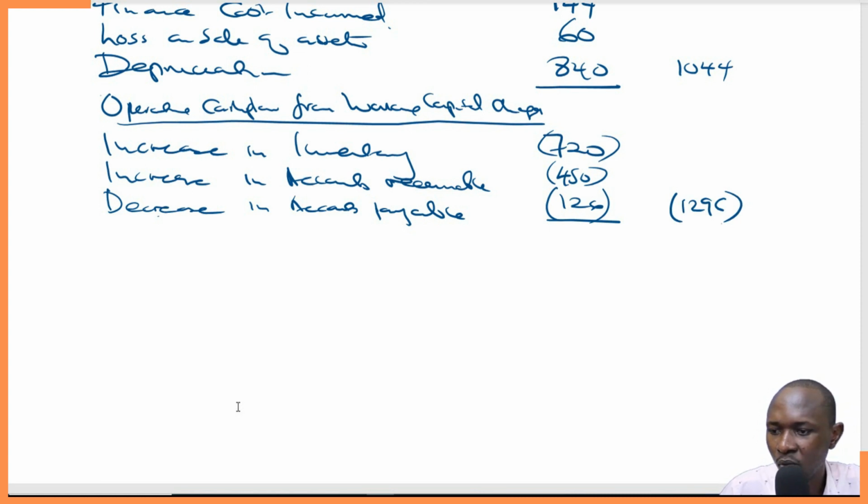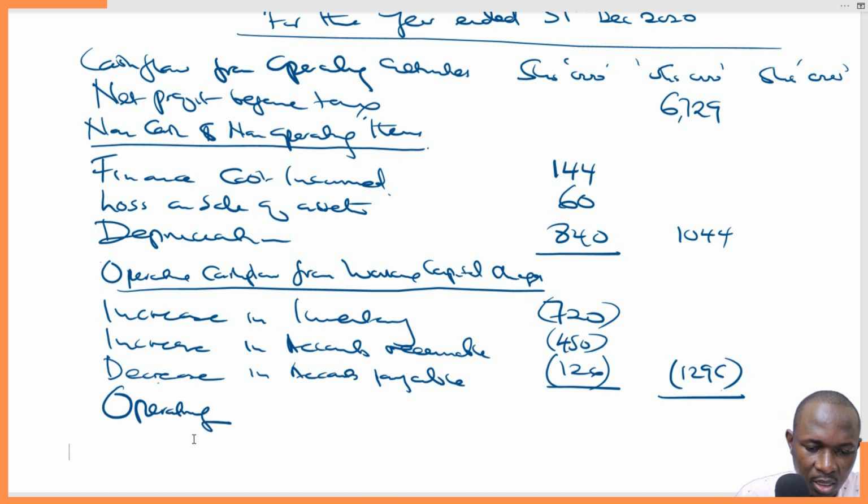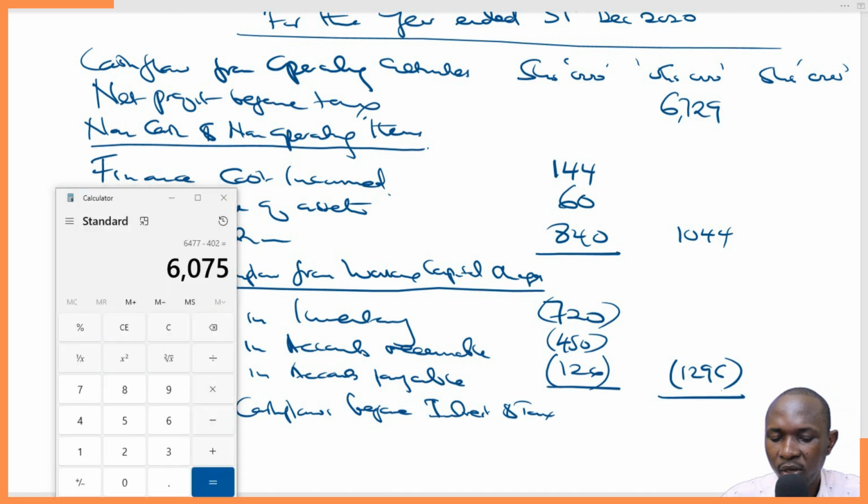Then we now need to, so this should be able to give us operating cash flows before interest and tax. So let's just add this. What will you have?